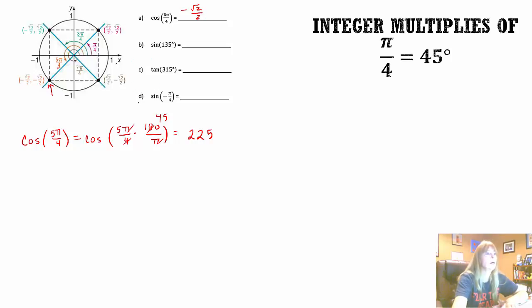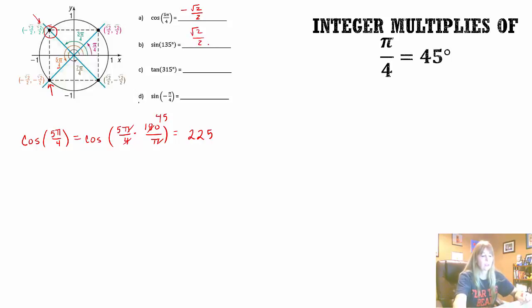All right, the sine of 135 degrees, if I'm at 90 and then I add 45. So this would be the sine of 135 degrees. The sine is the y value, so square root of 2 over 2.